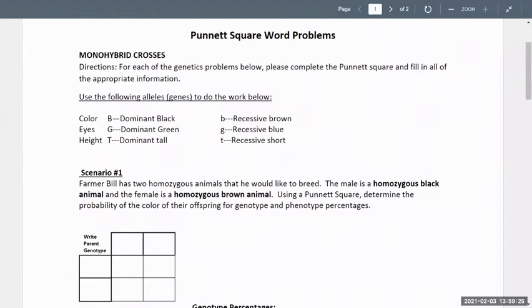So as a reminder, all of the information that we need to know is right here. So it tells us what trait we're looking at, which one's dominant and which one's recessive, which is all going to be really important later on.